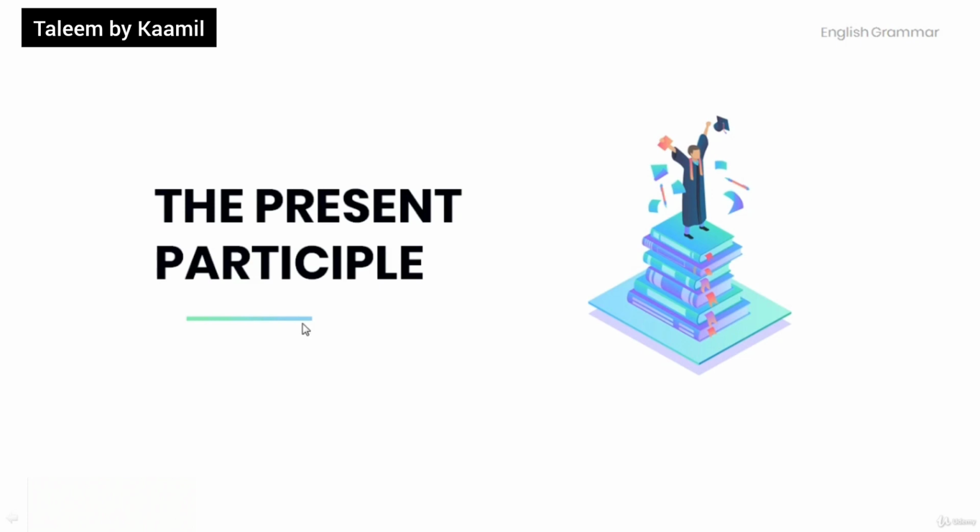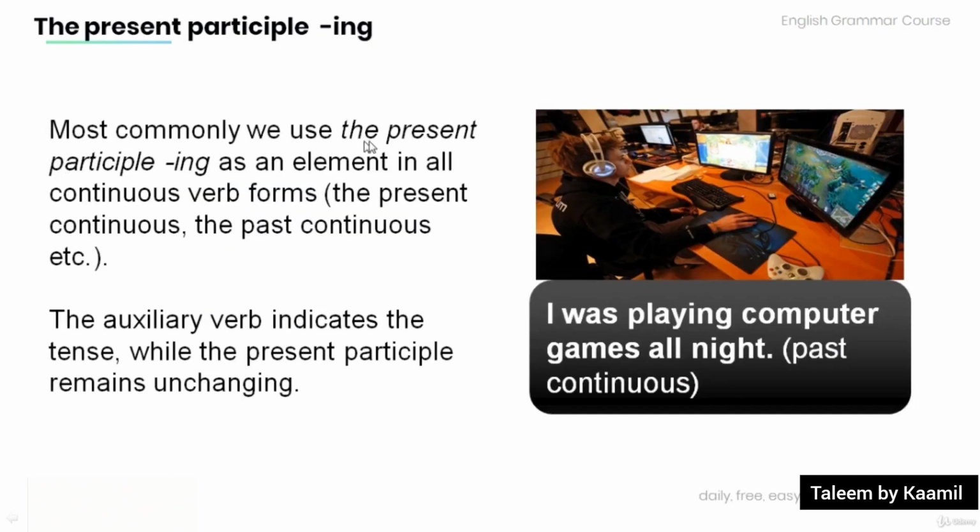Let's get started. Now, most commonly we use the present participle, -ing, as an element in all continuous verb forms: the present continuous, the past continuous, etc. Now, the auxiliary verb indicates the tense, while the present participle remains unchanged. Have a look at the example over here. I was playing computer games all night. Now, this sentence is in the past continuous, was playing.